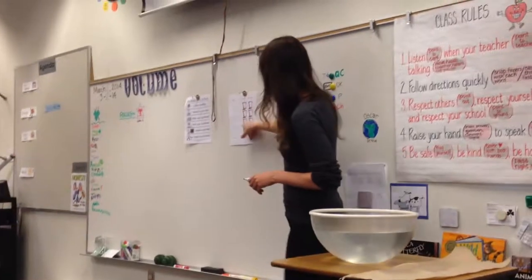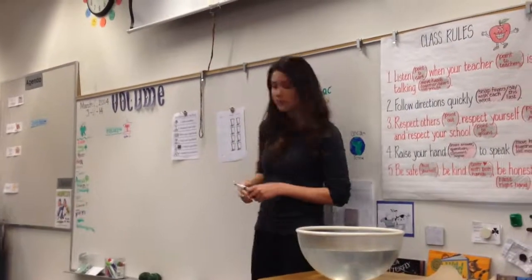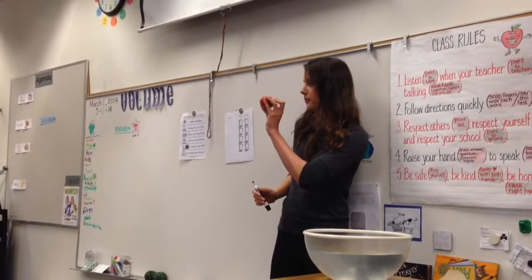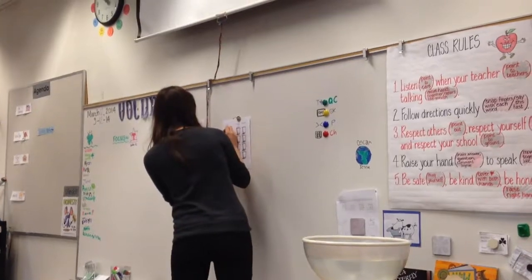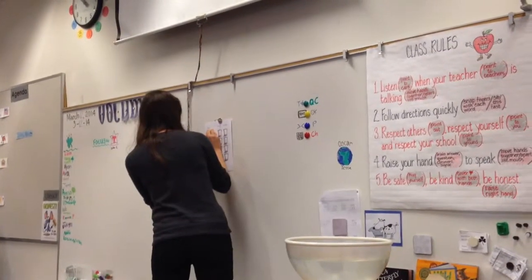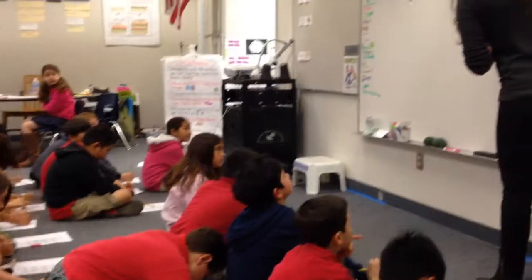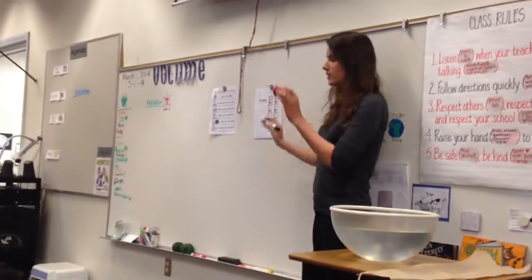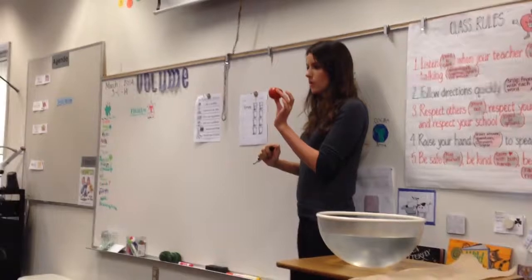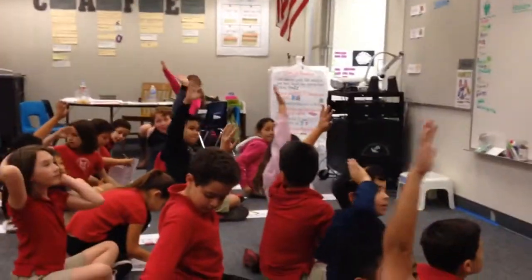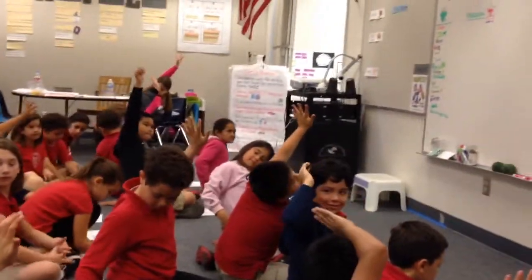So for each object that I bring out, so right here, tomato. We can write over here, tomato. And what's our prediction? Do we think that this tomato is going to sink or float? With a show of hands, do you think it is going to sink? Raise your hands. With a raise of hands, if you think it is going to float.